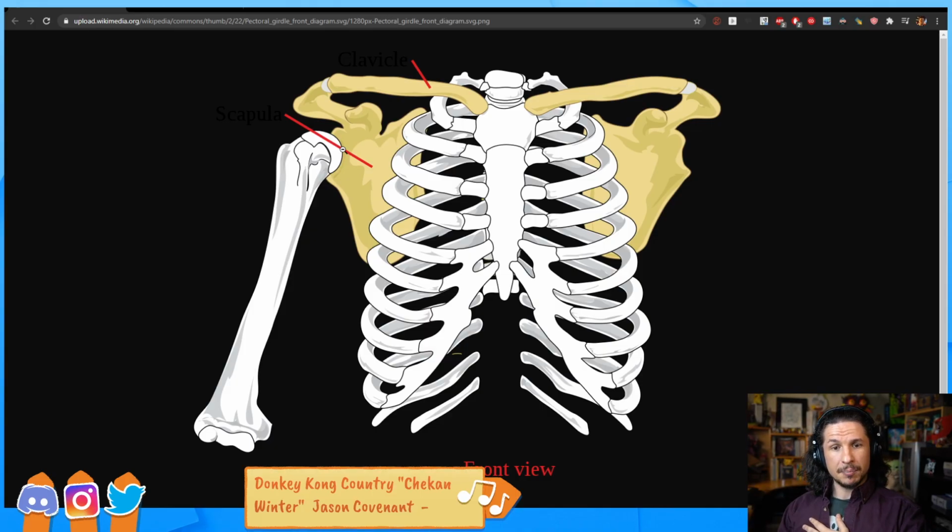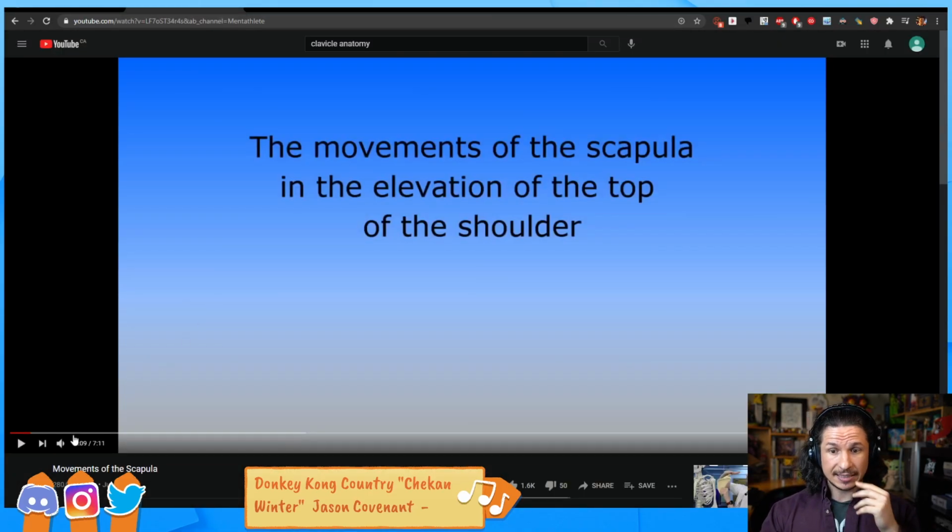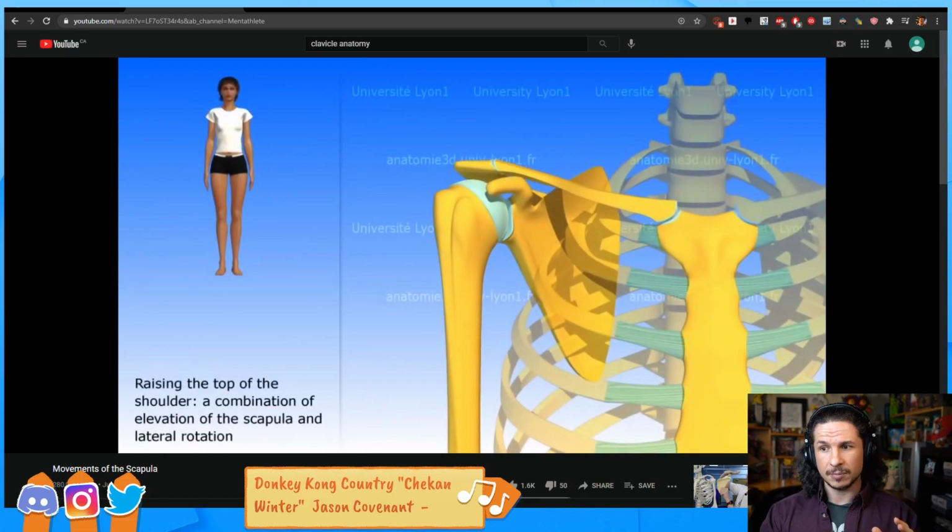When you move your arm up and down, forward, back, you have your upper arm here that will move, but this entire area also moves. It is part of the arm and that whole process. So just as an example, here is some of the motion of the clavicle. We'll just watch a little bit of this.